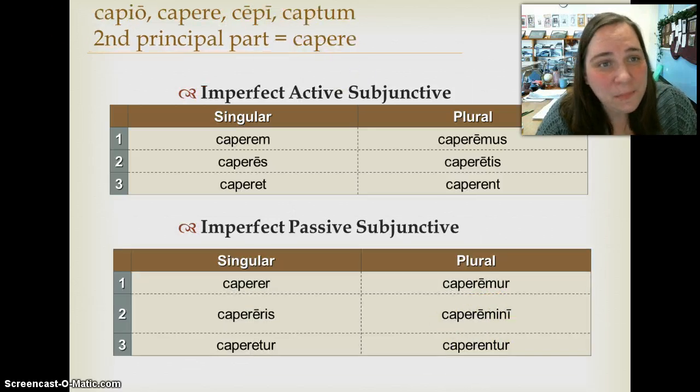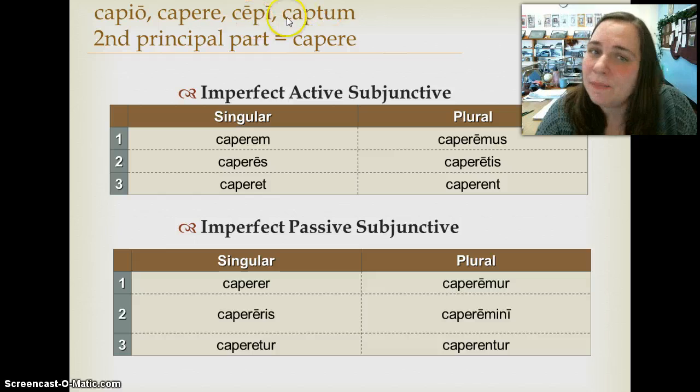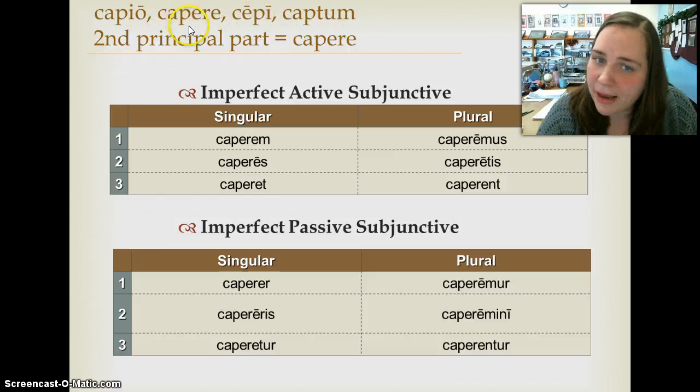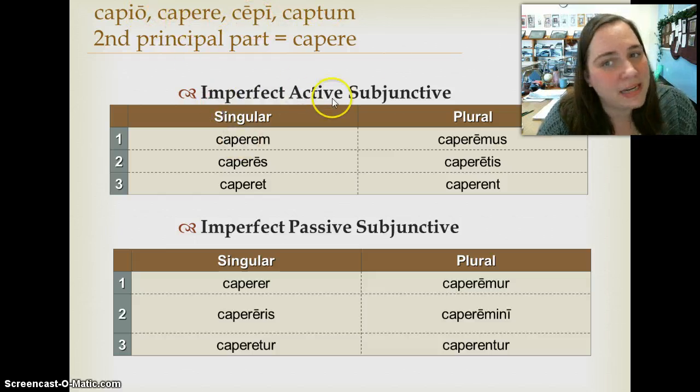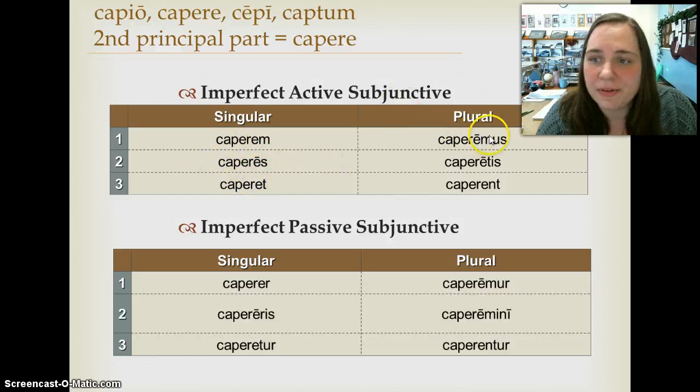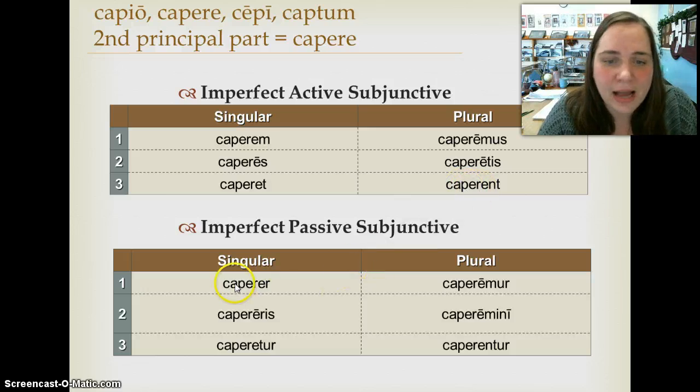Our third io, capio, capere, cepi, captum. Our second principal part is capere. So our imperfect active subjunctive is caperem, caperes, caperet, caperemus, caperetis, caperent. And then in the passive, caperer, capereris, caperetur, caperemur, caperemini, caperentur.